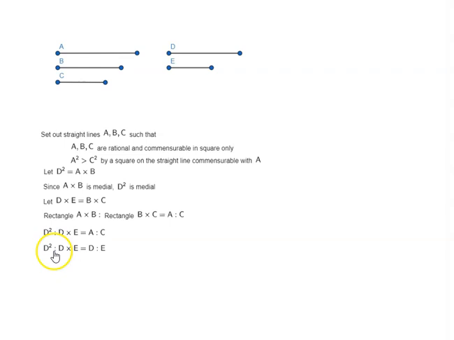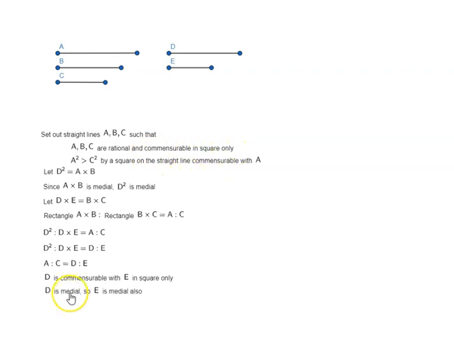Okay, but this is also a proportion. D square is to D by E as D is to E. Again, these are the two sides of these two figures. So we can say A is to C as D is to E, which means D is commensurable with E in square only. Why? Because A is commensurable with C in square only.